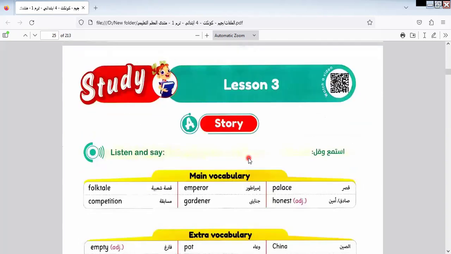Here is lesson 3. But I'm sorry because they have a problem on the net, so we will resume our lesson today.